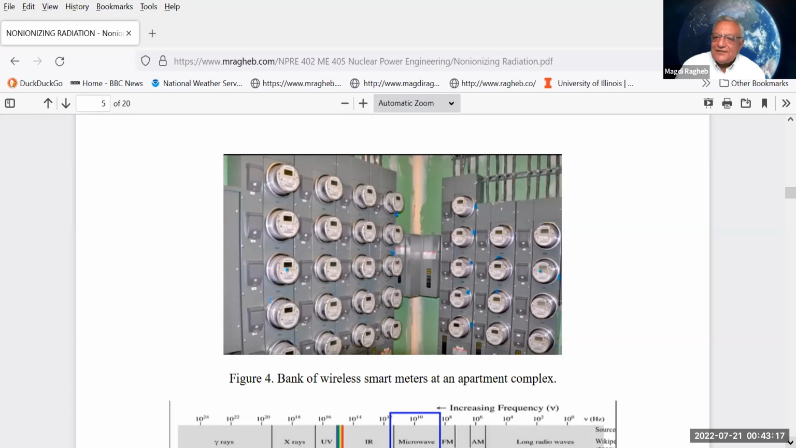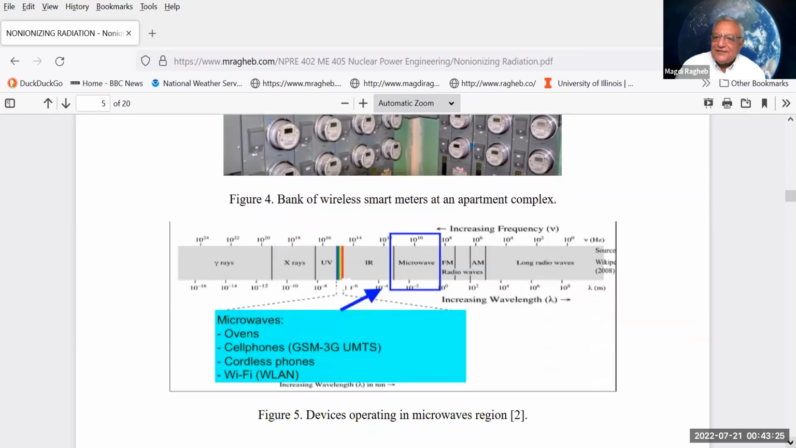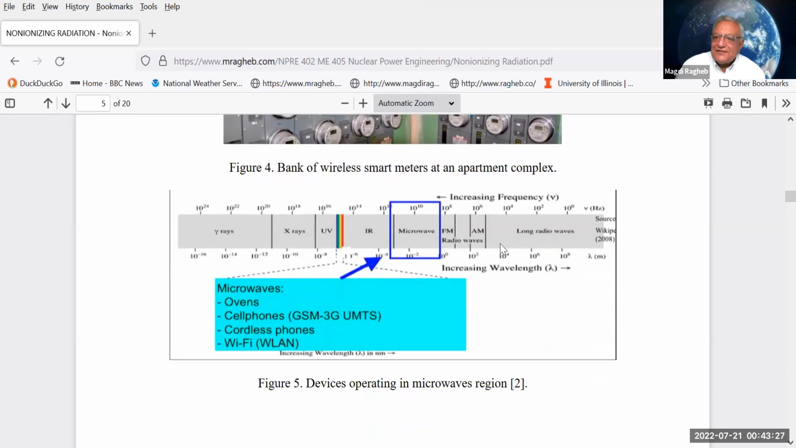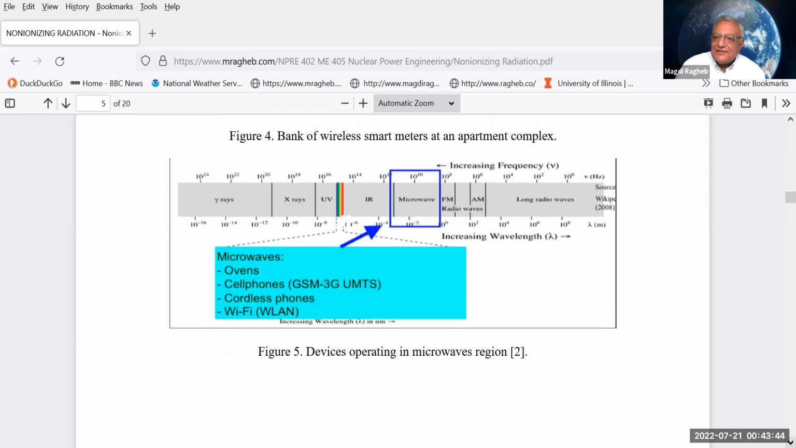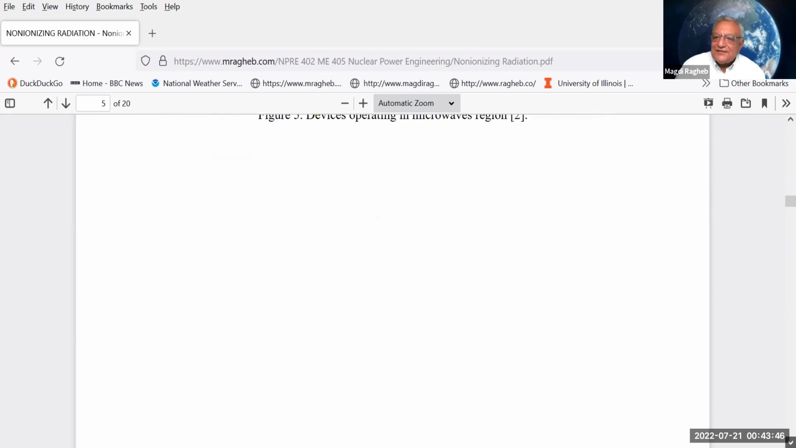This means that the meter in your apartment, or in your home where you would have only one of these, is using microwaves being emitted in general. Microwaves are used routinely in microwave ovens, in cell phones, all of the cell phones, cordless phones also, which is a lower technology, and Wi-Fi that I bet most of you are using now, communicating with your computers in general.